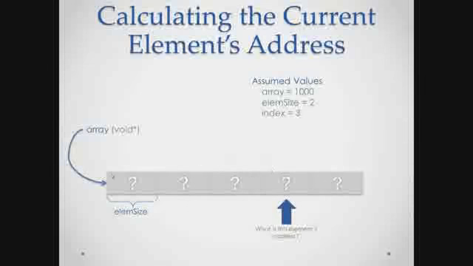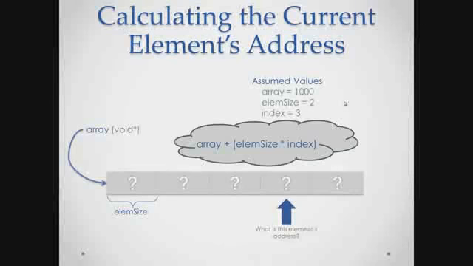So just to recap, to get the address of the element at the index of 0, we didn't add anything to array at all. It's just the address stored in the array variable. To get the address of the element at the index of 1 inside of the array, we had to add elm size to array once. To get the address of the element at the index of 2, we had to add elm size to array twice. And lastly, in order to get the address of the element at the index of 3, we had to add elm size to array 3 times. So if you haven't figured it out by now, this is the algorithm for calculating the current element's address.